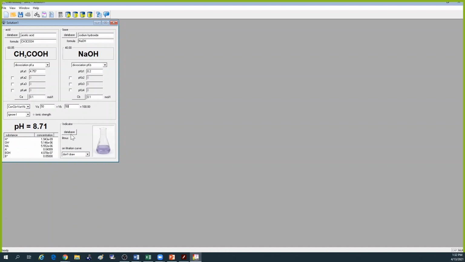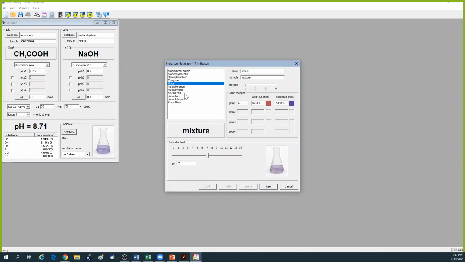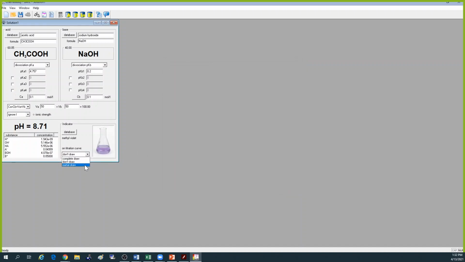If I took this database, it lets me click through a bunch of different possible indicators I could have used. As I'm clicking through it, let's say what would have happened if I had used something like, I don't know, phenol red. Or let's do a different one. Let's do methyl violet, I think is the one I had indicated. And let's tell it to show us where the transition happens on the titration curve.